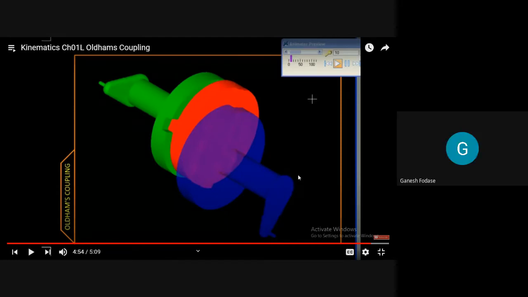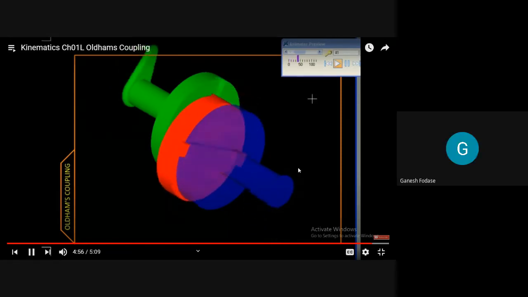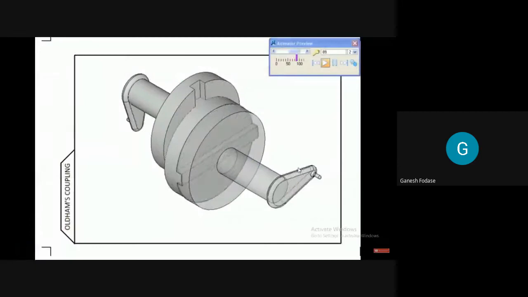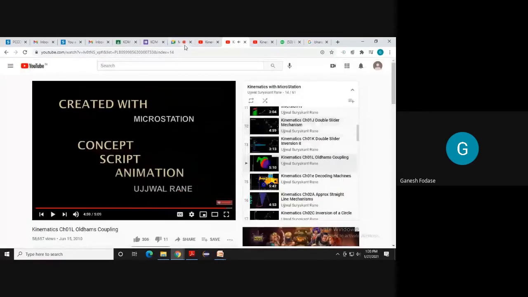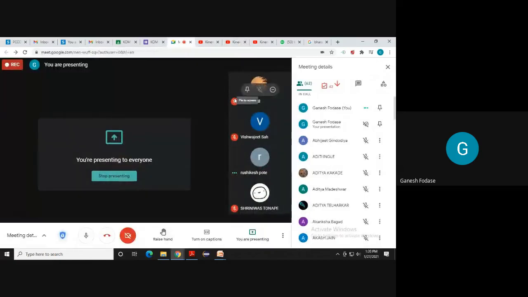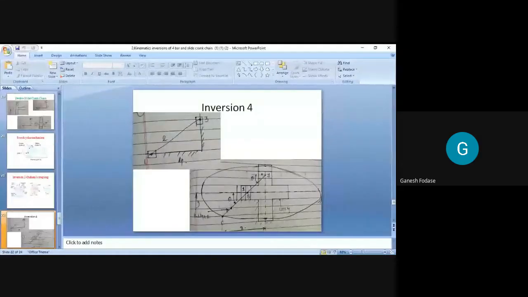So this is the animation I'll show again. Okay, that's all about the Oldham coupling. That is the second inversion. Now we'll talk about the last inversion, that is inversion 4.